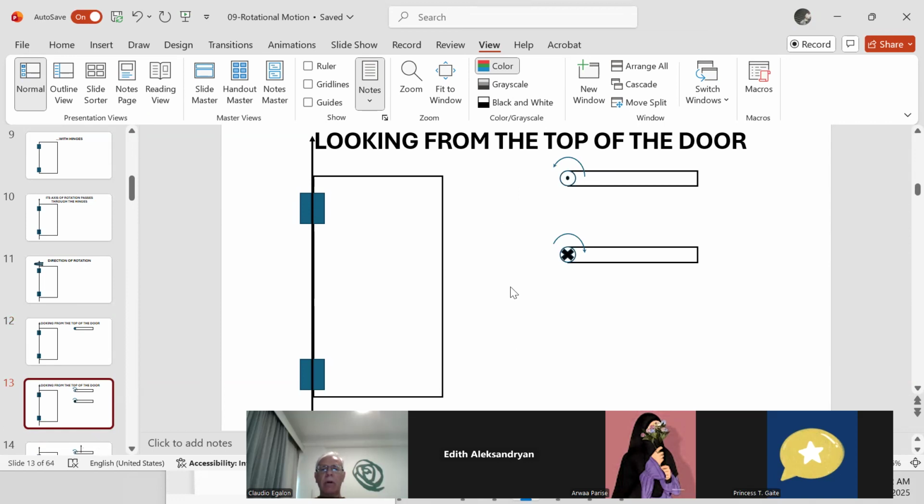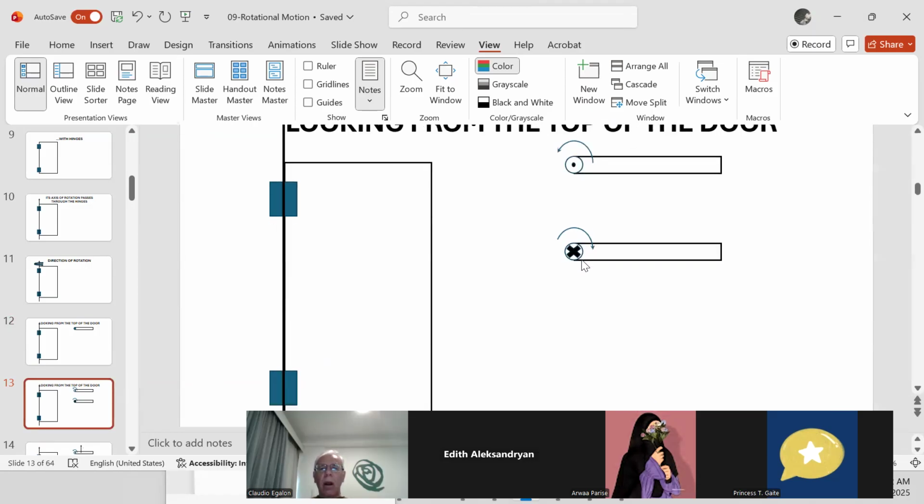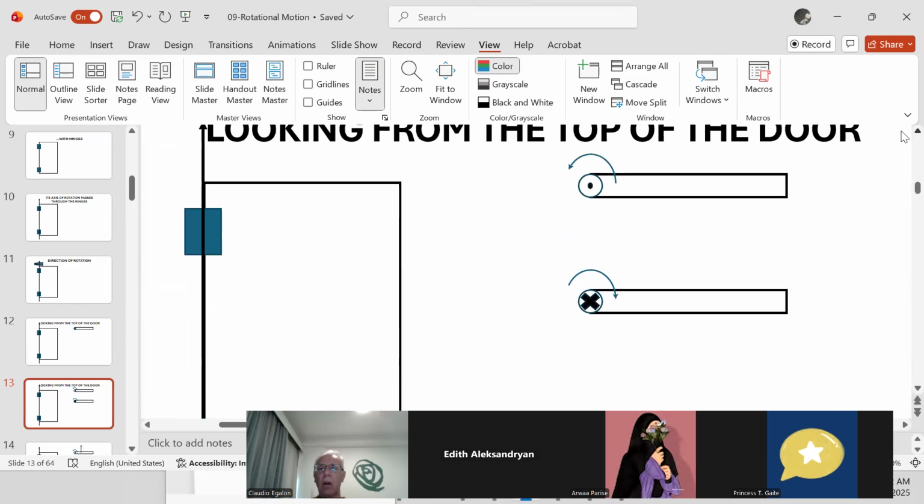Either in the counterclockwise direction, or if you look from the bottom... Oh, wait a minute. In both cases, you're looking from the top. If the door rotates in the counterclockwise direction, you apply your right-hand rule, and it is as though your thumb is pointing towards you. So here, this point that you see is the direction of rotation and indicates your thumb.